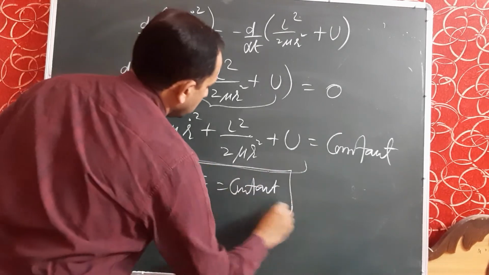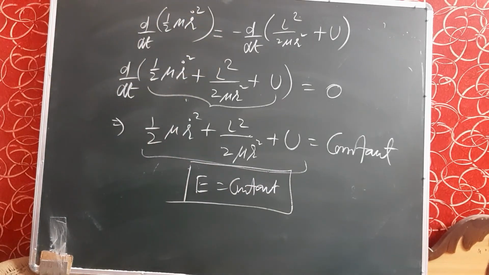So total energy E is constant. This shows that the total energy of a particle moving under an inverse square force or central force is always constant. So that is conservation of energy.